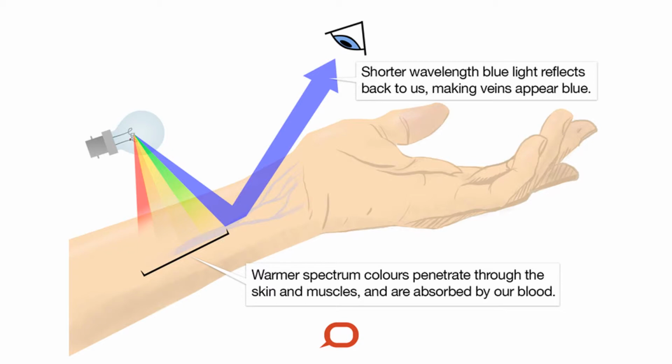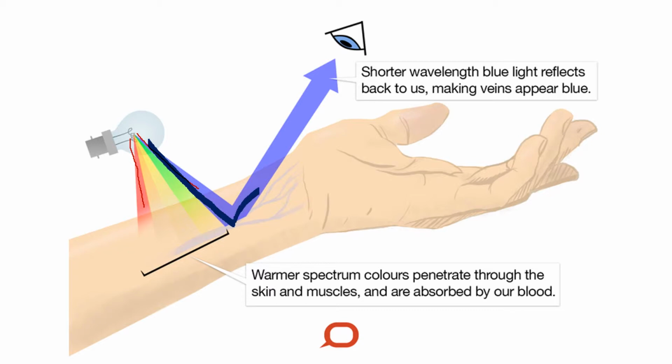As you can see, this is just coming from a light bulb, with a variety of different kinds of light, kind of like the ROYGBIV that you may have learned in art class. And as you can see, the only light that's actually being bounced back is blue.